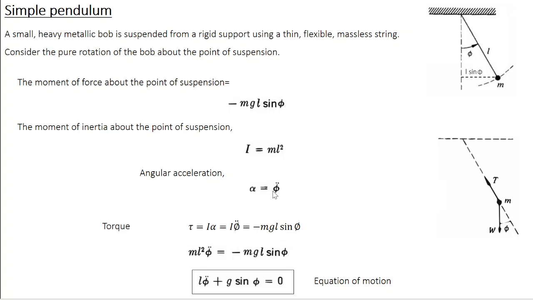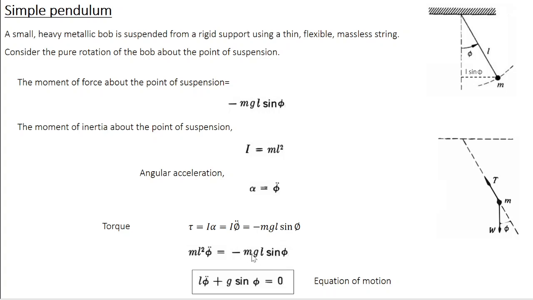Okay. Now I can write down the equation of motion. The equation of motion is nothing but torque tau equal to I alpha. Instead of alpha, I can write I into phi double dot. And I know the expression for moment of force. Moment of force is nothing but the torque. So I can write I phi double dot equal to minus mgL sine alpha. I is mL square, so mL square phi double dot equal to minus mgL sine alpha.